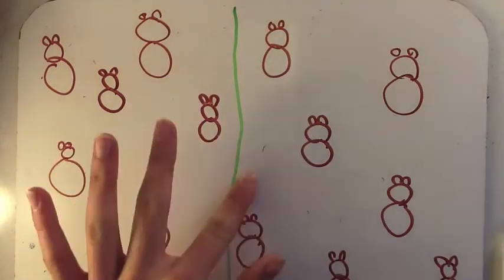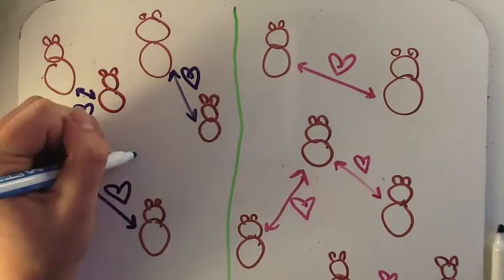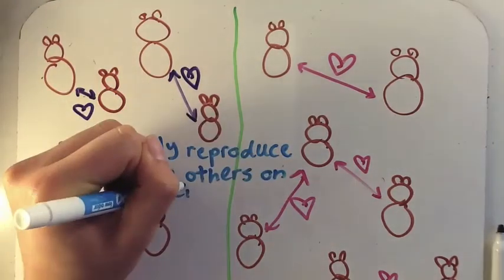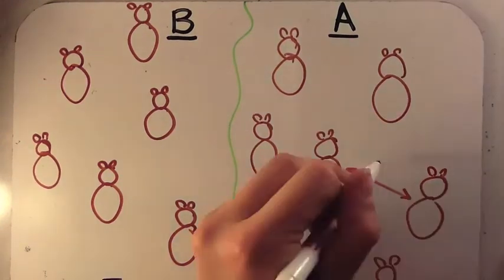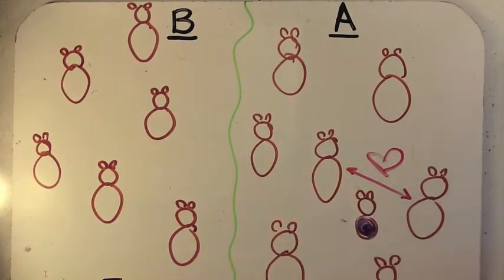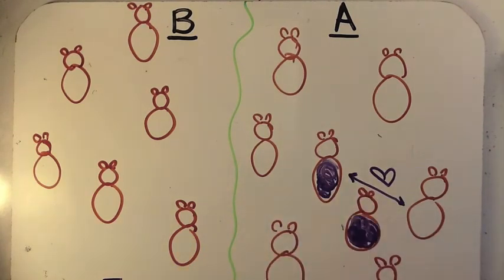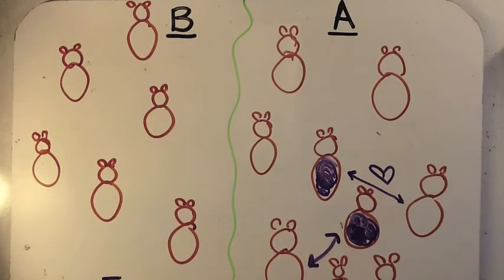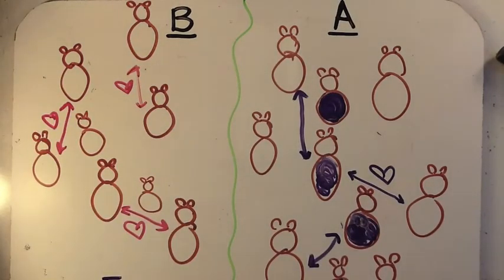If there's a geographical barrier between this species, they only reproduce with others on their side of the barrier. Let's zoom in on population A. Population A will only mate with others in population A, whereas population B will only mate with others in population B. So if someone in population A gets a mutation that is naturally selected for, eventually the whole population will have this trait, but population B will not.